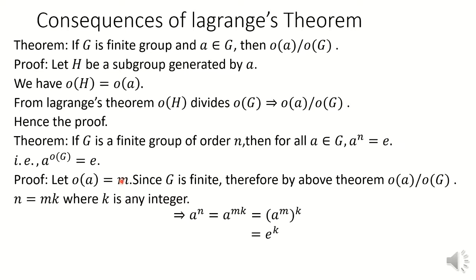By the definition of order of an element, m is the least positive integer for which a to the power m is equal to e. I am using the definition of order of an element: a to the power m is equal to e. So we get e to the power k, where e is the identity element. e to the power k is e itself. That completes the proof of the second consequence of Lagrange's theorem, that is a to the power n is equal to e.